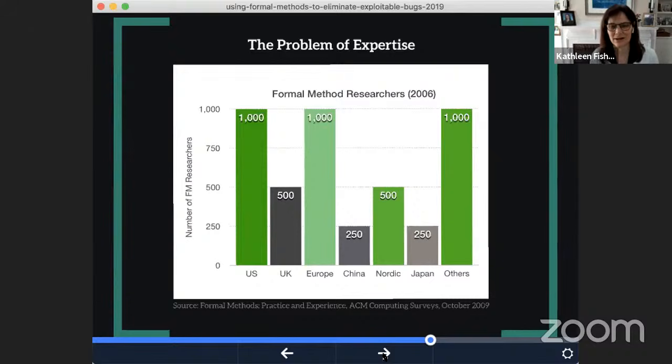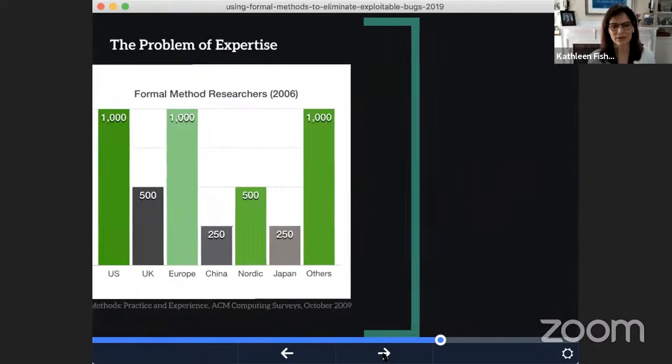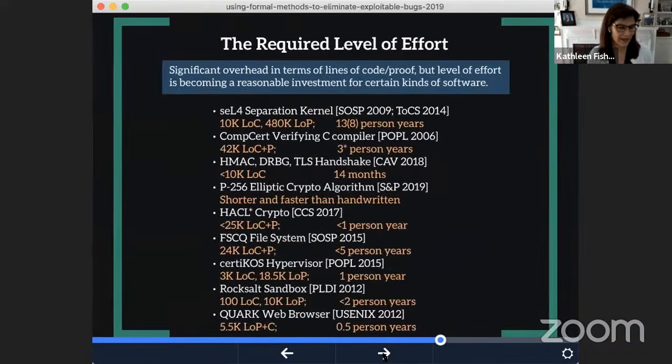Since 2006, there have been a number of courses at different universities. There are a lot more resources available. So, maybe now there are 50,000 researchers. So a lot more, but still nothing compared to the number of people who are writing software. So we need to have more people who can use formal methods to be able to get them used at scale. Another issue is the required level of effort.